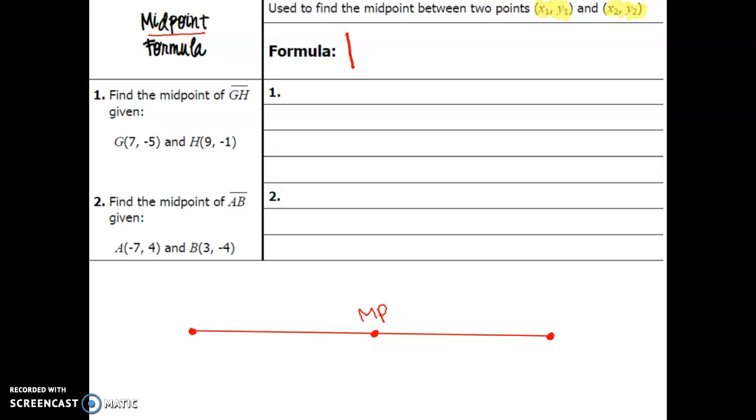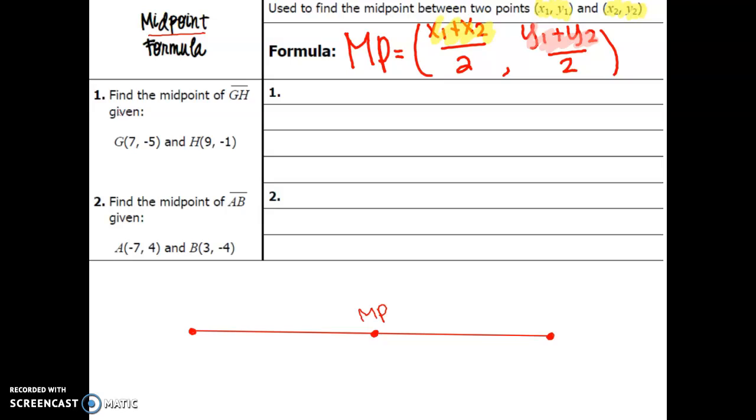It's a very easy formula. I say MP for midpoint, and that equals x1 plus x2 divided by 2, comma, y1 plus y2 divided by 2. Very easy formula. All this formula is saying is I take my x's, add them up, and divide by 2. I take my y's, add them up, and then divide by 2.